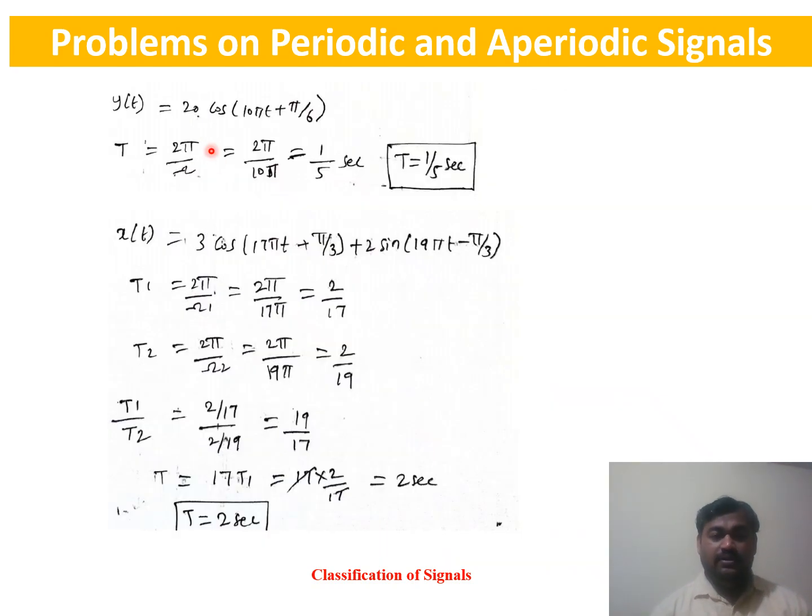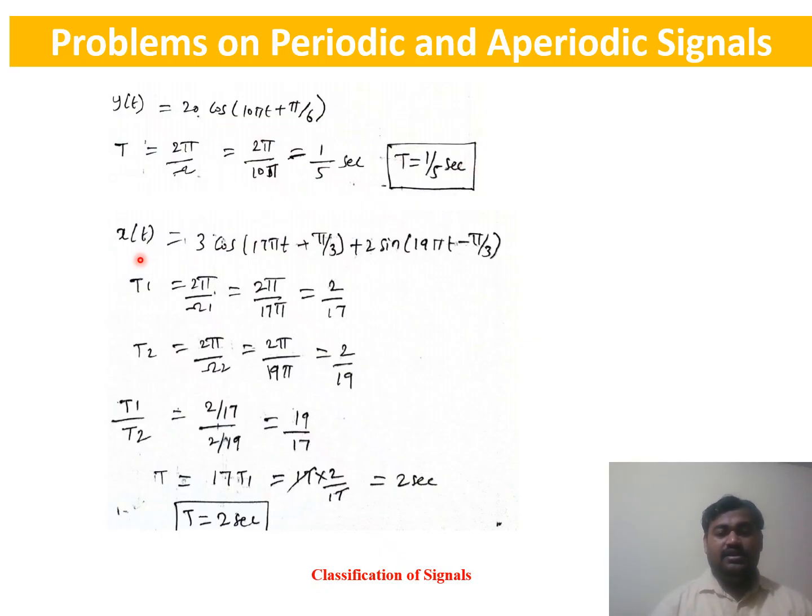One more example, y of t equal to 20 cos of 10 pi t plus pi by 6. This is not two signals, this is only one signal. For multiples of pi, you have only 10 pi. This pi by 6 represents a phase, so we need not find T2, we only find T1. T equal to 2 pi by omega, omega is 10 pi, cancel pi, pi, you will be getting 1 by 5 seconds. So it is the fundamental time period. Only when the signal is periodic, you have to find a fundamental time period.